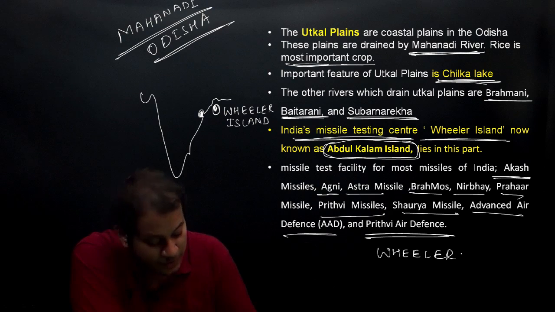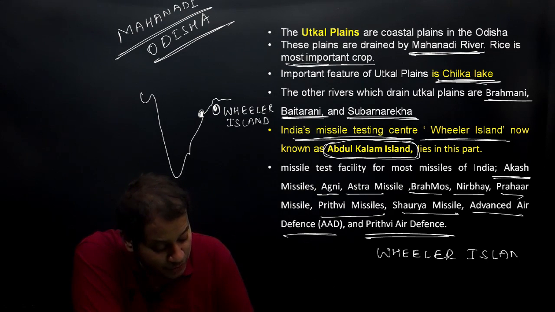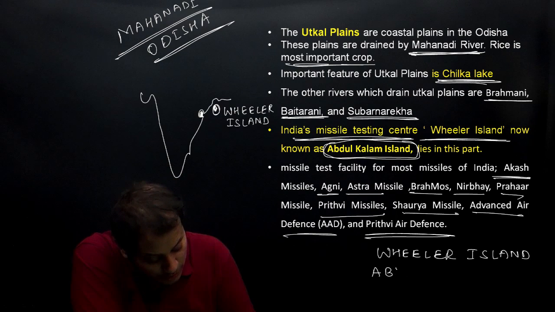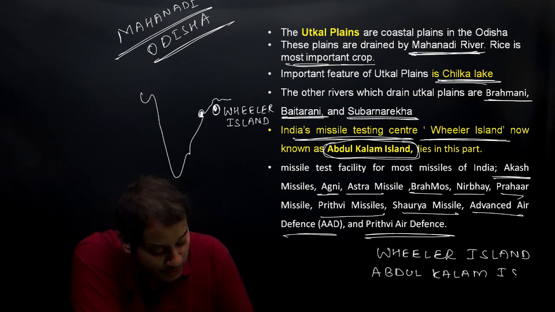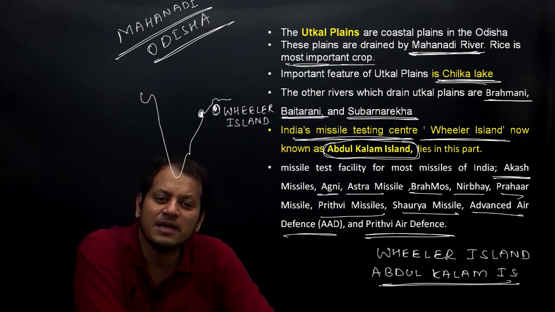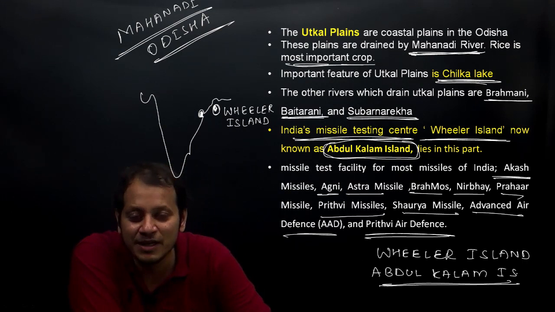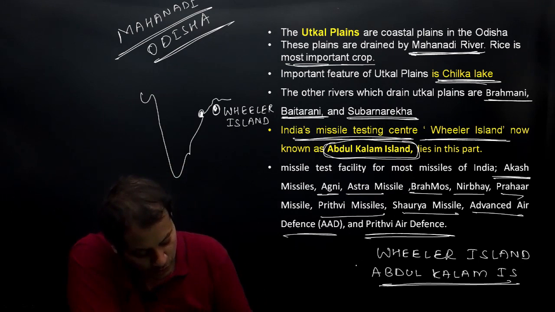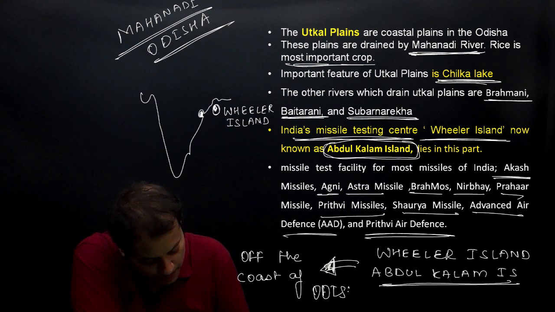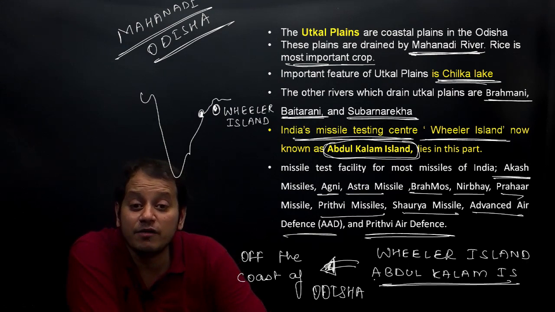Now it is known as Abdul Kalam Island as a tribute to the missile man of India, the great Abdul Kalam, the youth icon of India, and therefore it has been given this name. If a question asks where the Wheeler Island is located, it is located off the coast of Orissa, or Odisha.